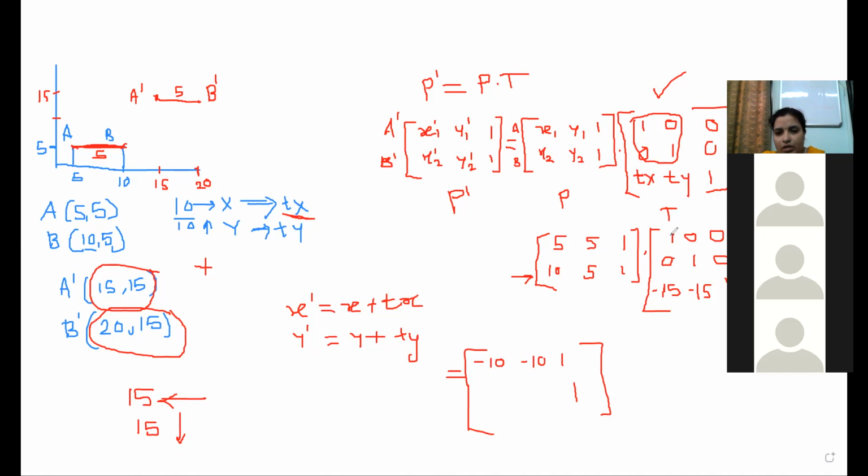Similarly, the second column will give you minus 5, that is 10 minus 15, then 5 minus 15. So it is minus 10. And 1. So these are the new coordinates after shifting the line 15 units down, 15 units left.